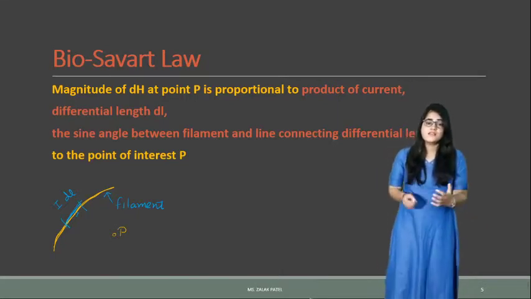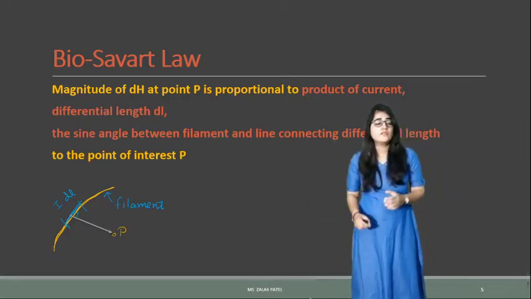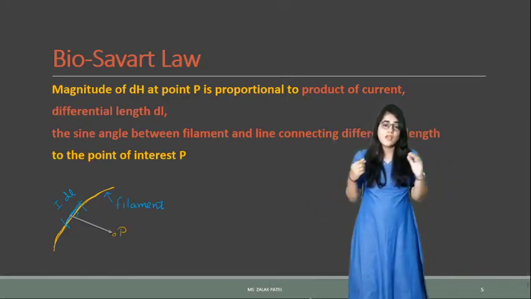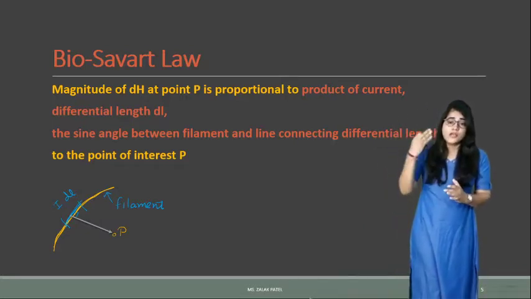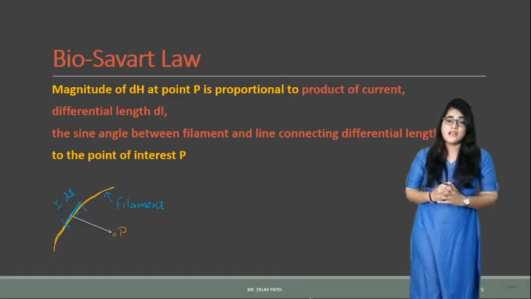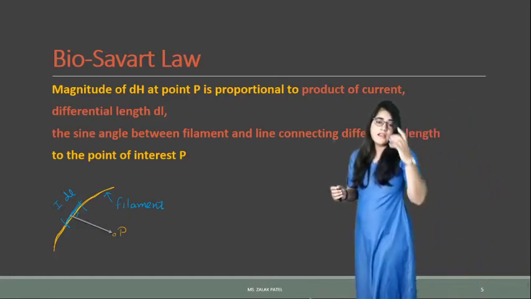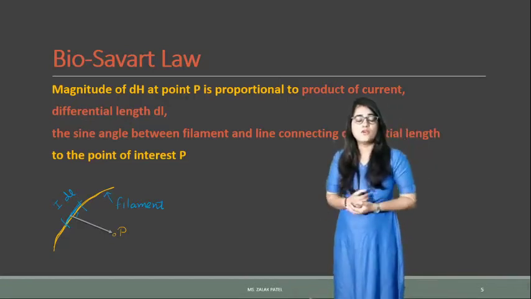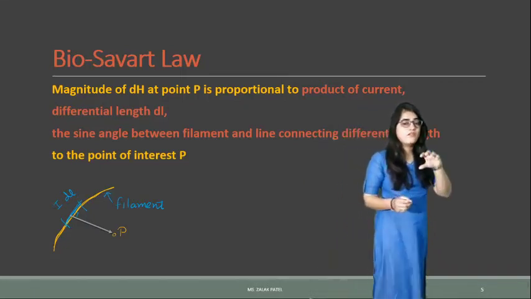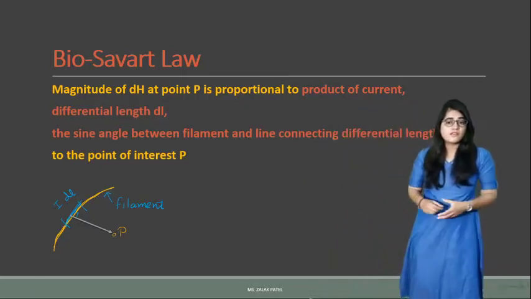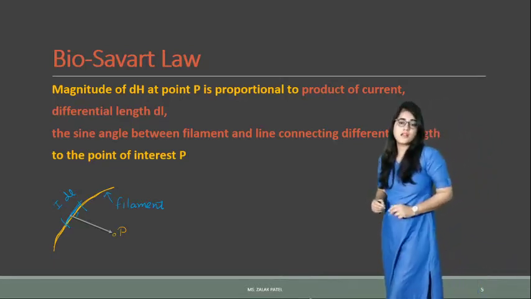In this case, the distance from I dl to point P can be taken by subtracting the location of I dl from the location of P. For example, if the location of P is 1, 2, 3 and I dl is located at 0, 0, 1, then you have to do 1, 2, 3 minus 0, 0, 1, meaning the point where we require to find magnetic field intensity minus the point where the actual filament is located.